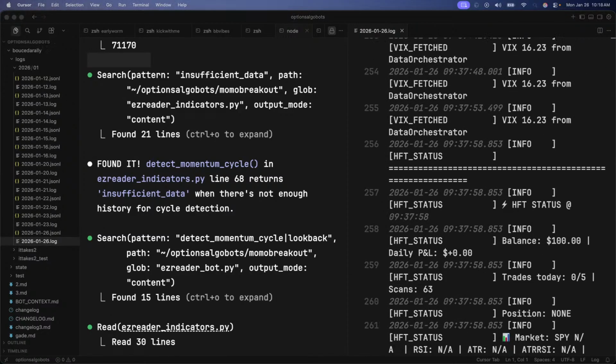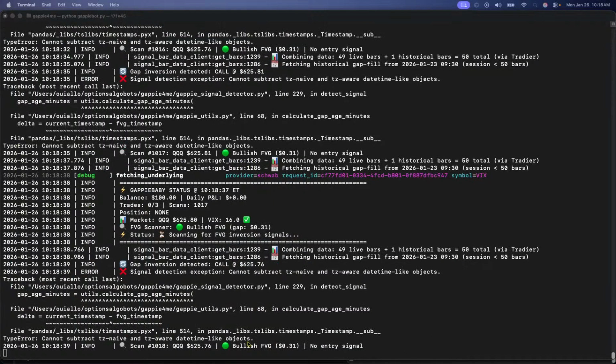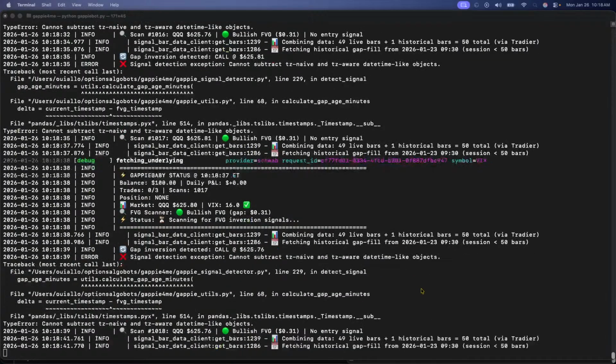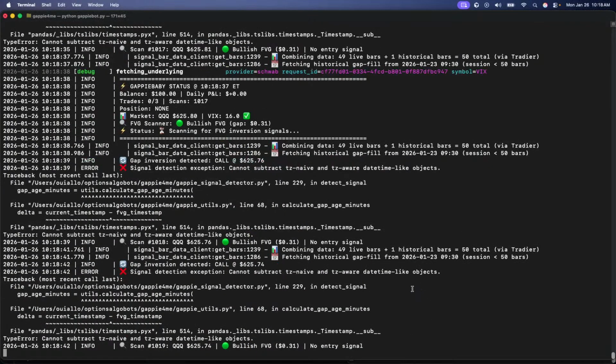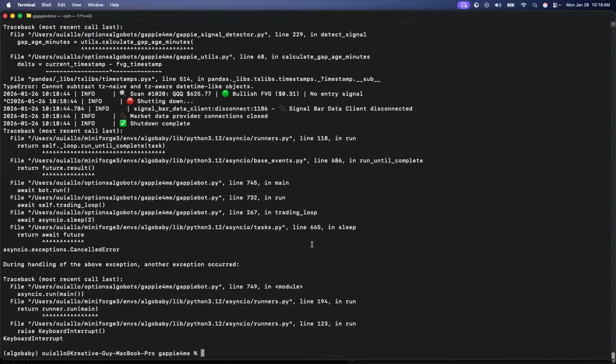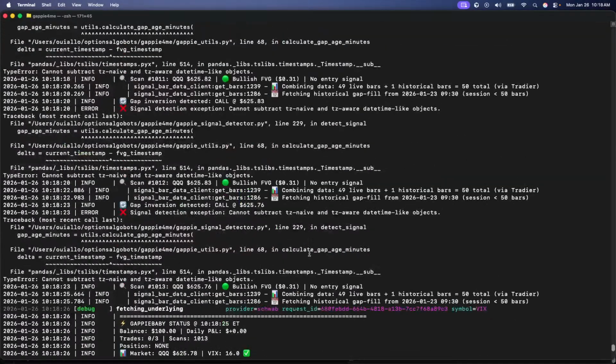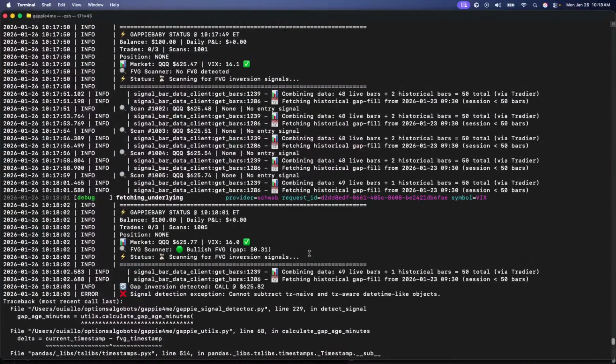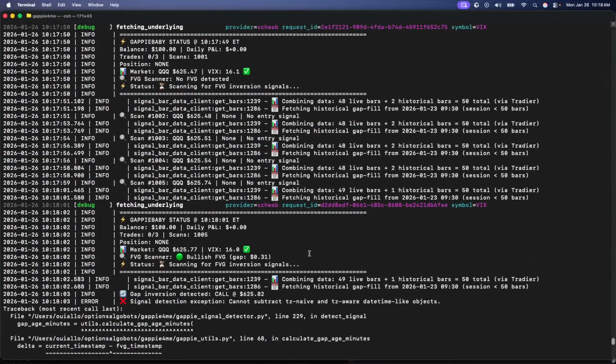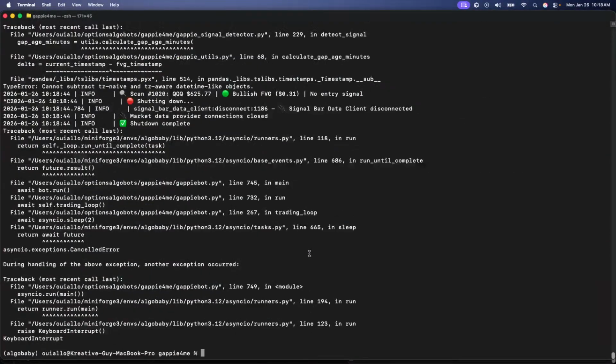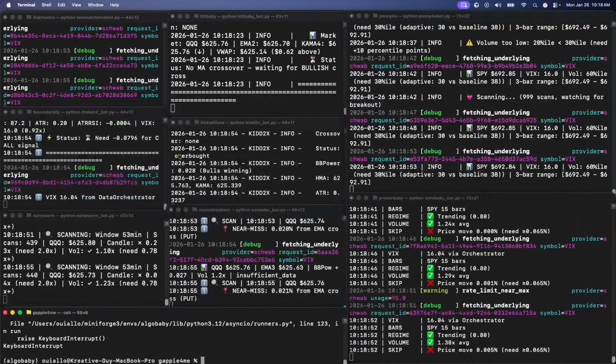Wait, hold on. Okay, we have an issue to fix. Y'all see this? It's trying to get into a position. Signal detected, but it can't. Freaking A, bro. I was just talking about how there could be intraday gaps, and it found an intraday gap, but it couldn't. Okay, so I gotta go fix that.